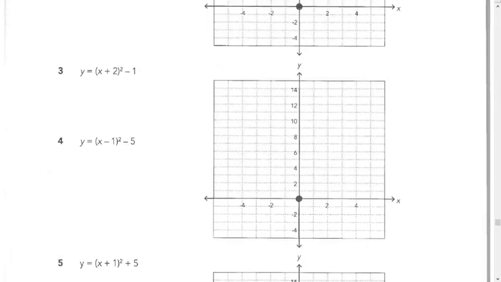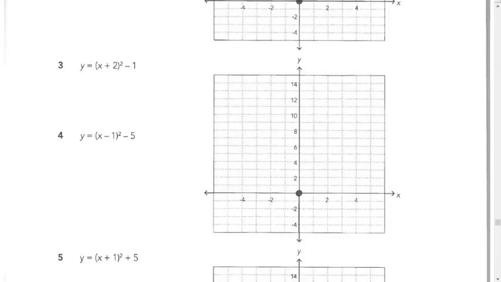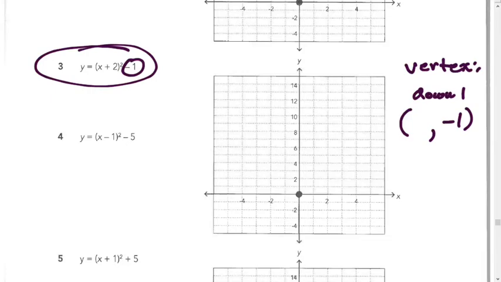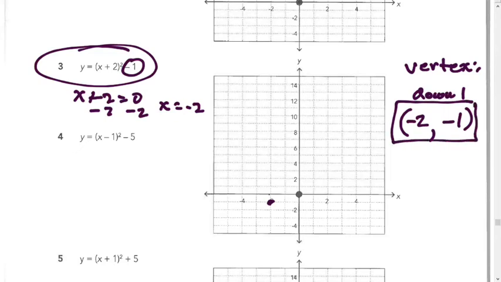Let's look at number 3 here. Okay? All right, so number 3. First, well, let's find that vertex. All right, so I know that it's negative 1, so that's down 1. Okay, so negative 1. And then x plus 2 equals 0 gives me x equals negative 2. Right? So to the left 2. Left 2, down 1. So what you're really getting is another coordinate on the graph.